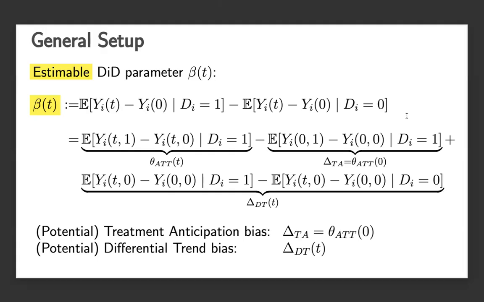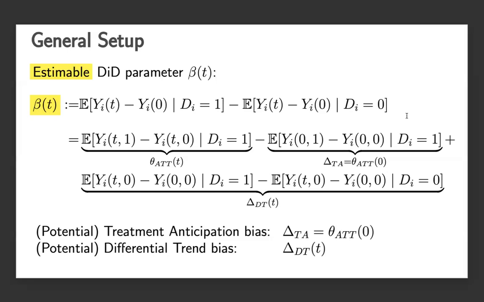As I said before, if the no treatment anticipation assumption and the parallel trends assumption are satisfied, then the DID parameter beta t is equal to the ATT parameter theta ATT. However, if either one of these two assumptions is violated, then beta t is not equal to theta ATT. So we are wondering what kind of biases the violation of these model assumptions introduces into the relationship between beta t and theta ATT.